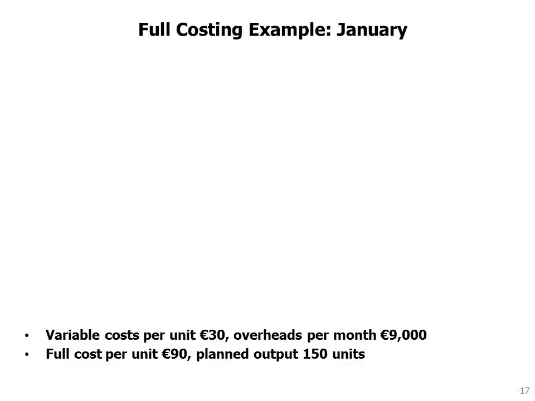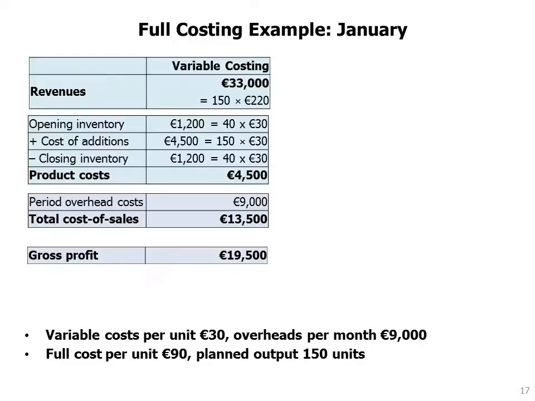And that's just a reminder at the bottom. Variable cost per unit is 30 euros, overheads per month is 9,000 euros, and our full cost per unit is 90 euros, planned output per month is 150. And that's the treatment under variable costing. So revenue is 33,000, and then our product cost based on variable direct costs, and then we've got period overheads and gross profit 19,500 euros.